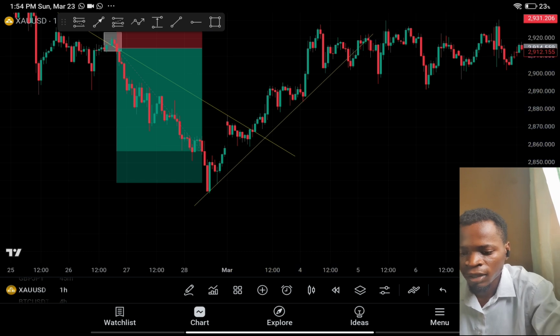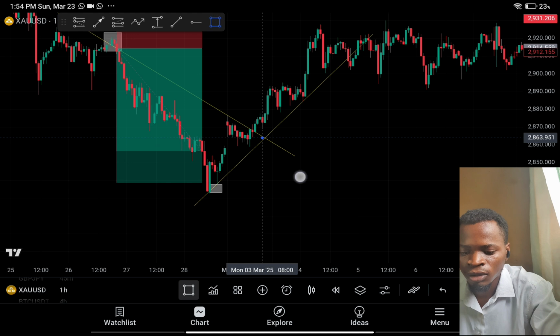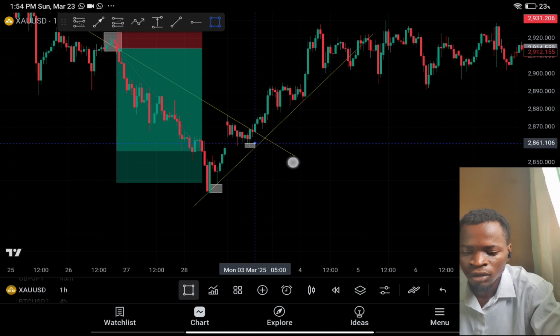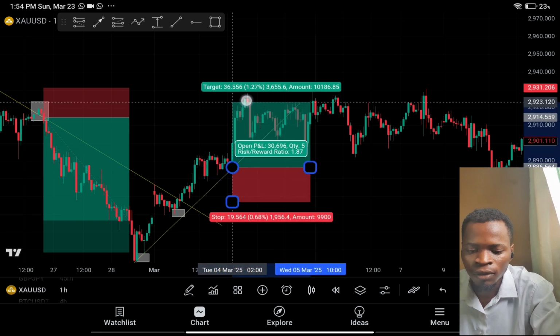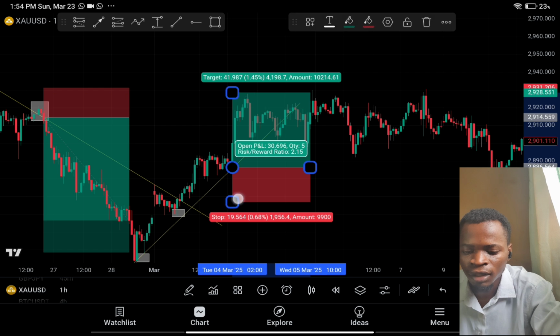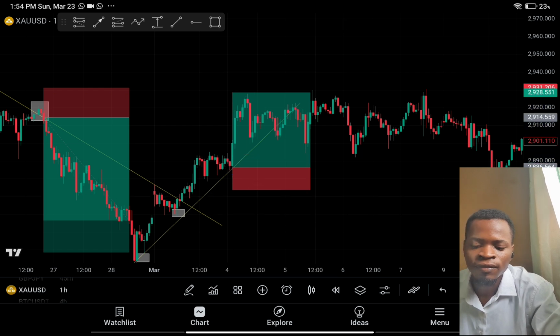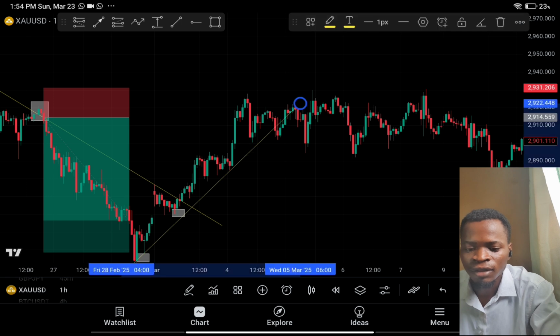You see, this is my first touch, this is my second touch. Then upon the third touch, you see how price respected it. Then at the beginning if I wanted to buy, I would have bought from this place like this. Can you see, guys? So trend line is easy, very easy.